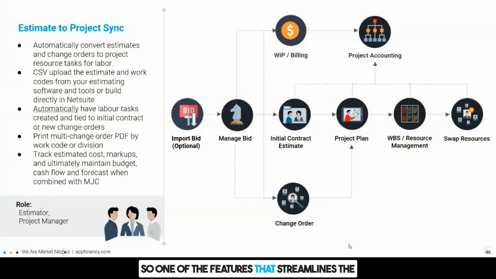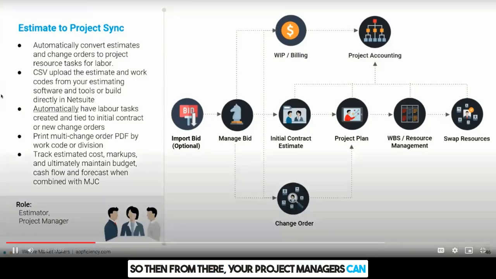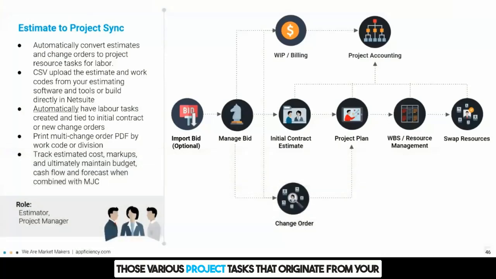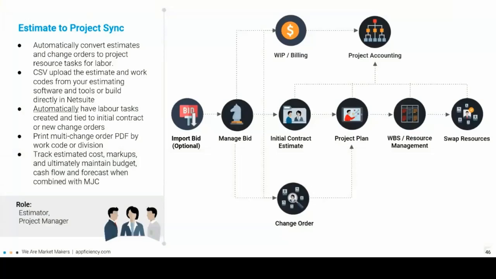So one of the features that streamlines the estimate to project synchronization is the ability of our solution to generate those project tasks for those service type activities that originate from the original estimate and the corresponding change orders. So then from there, your project managers can then manage resources and assign those resources to those various project tasks that originate from your estimate and those corresponding change orders. Let's now jump into the solution to demonstrate this process.